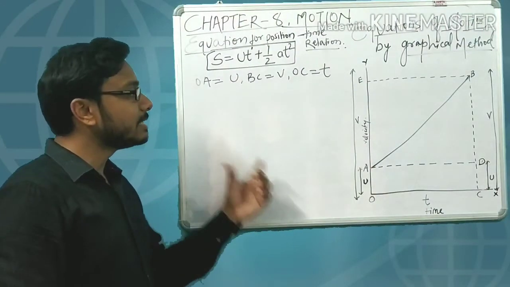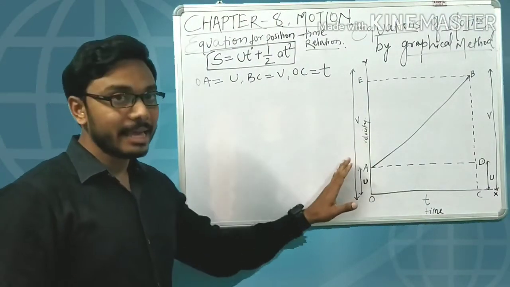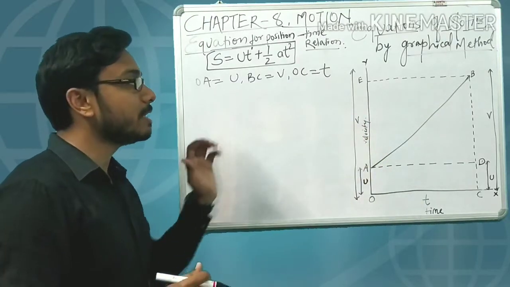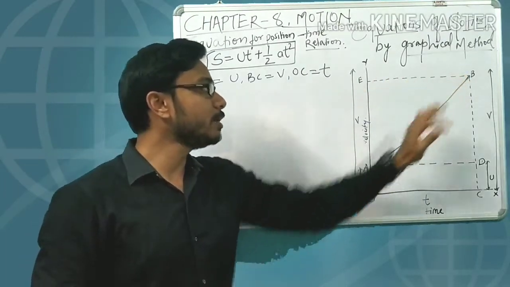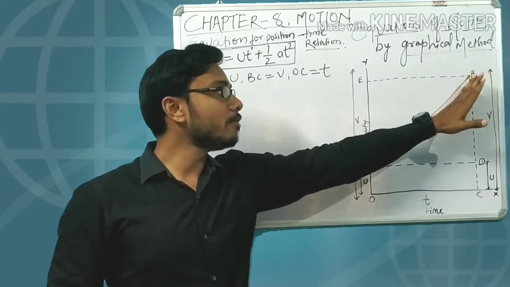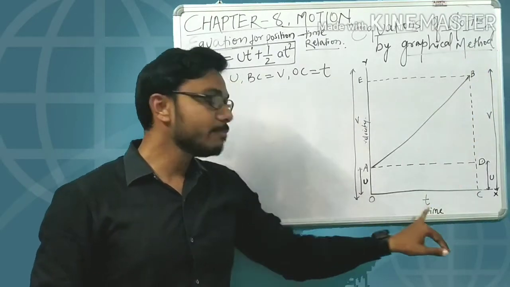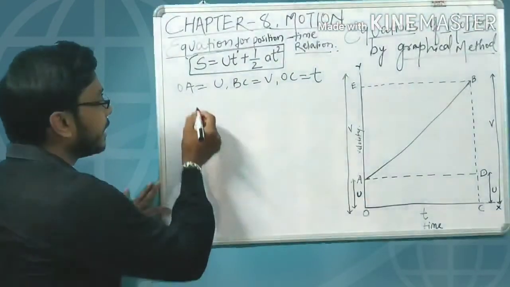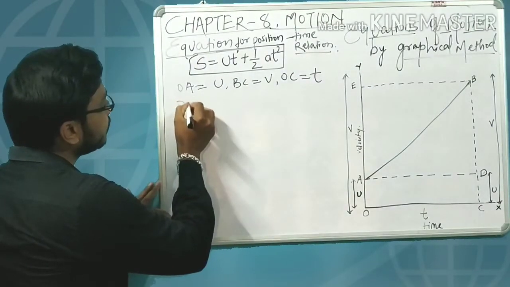So let the acceleration of the body A change at a uniform rate to cover a displacement s. Here from here to here, that is the displacement. So to cover the displacement s in time t. So now let us derive s, that is the displacement.